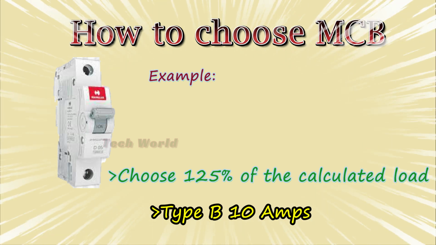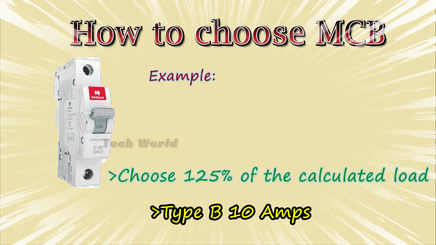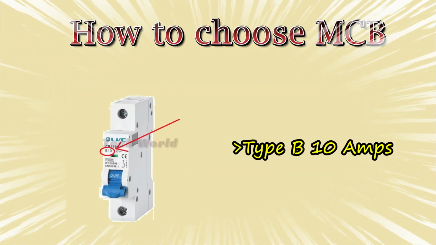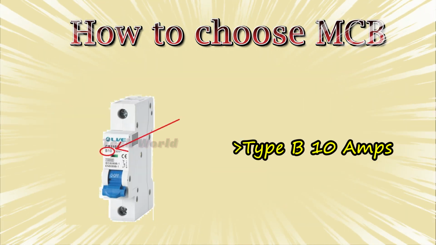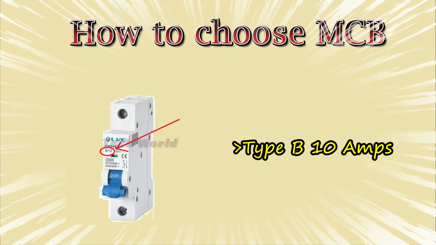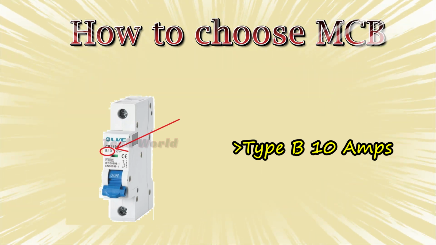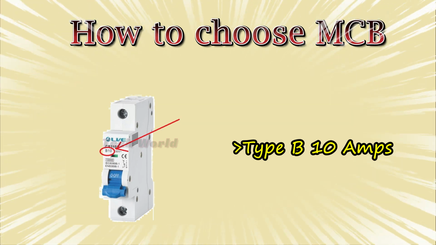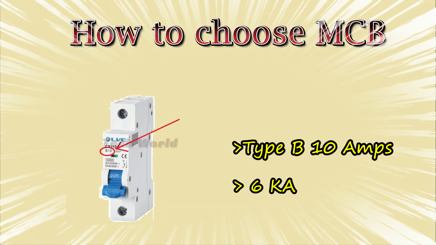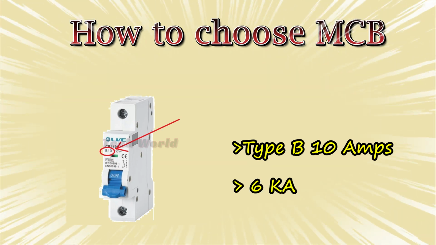Check the breaking capacity. Ensure that the selected MCB has a breaking capacity that exceeds the maximum fault current expected in your electrical system. For most residential applications, a breaking capacity of 6 kiloohms or higher should be sufficient.